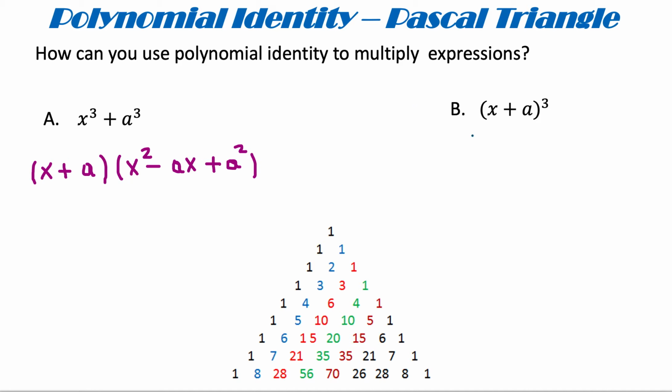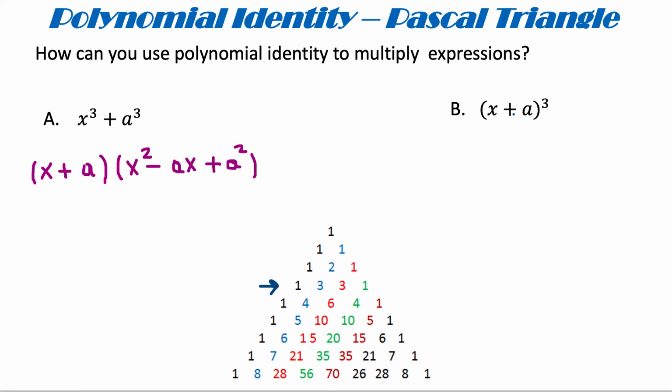But on the other hand, here we have the binomial x plus a, cubed. Even though they look slightly similar, there is still a big difference, because here it is x cubed and a cubed, while here it is x plus a, and everything is cubed. So the result is going to be different, and we can rely on the Pascal triangle here. Because it's cubed, I am relying on this line here.